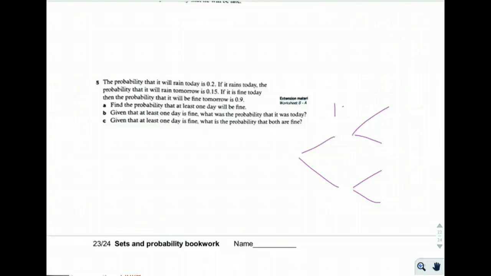So this is the first day, and this is the second day. On the first day, what is the chance that it's going to rain, and what is the chance that it's not going to rain? Rain, not rain. When you put the line above the letter, that means it's not going to happen. So the probability that it's going to rain today is 0.2. The probability that it's not going to rain today is 0.8. If it rains today, the probability that it will rain tomorrow is 0.15, and otherwise it's 0.85. If it is fine today, then the probability it will be fine tomorrow is 0.9. Okay, so that's how it shapes up.